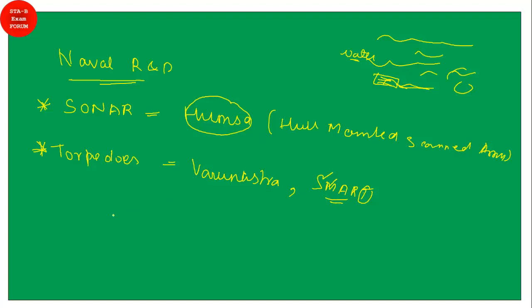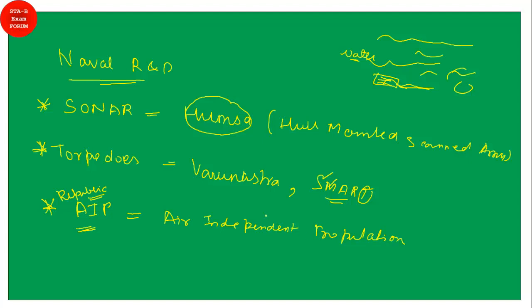And the next important naval R&D is AIP. Recently, on Republic Day, they have shown AIP in the tableau, in the display. So what is AIP? It is air independent propulsion, because in water there will be no air. So how will the ship propel? Through air independent propulsion. So AIP is air independent propulsion.